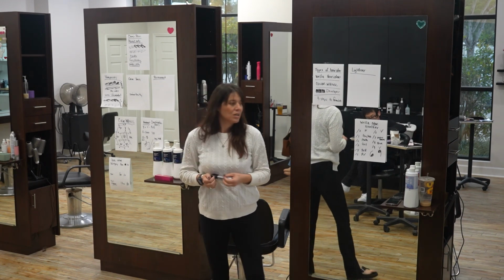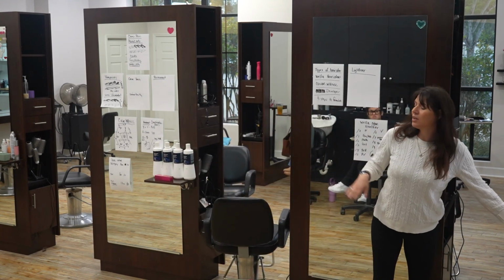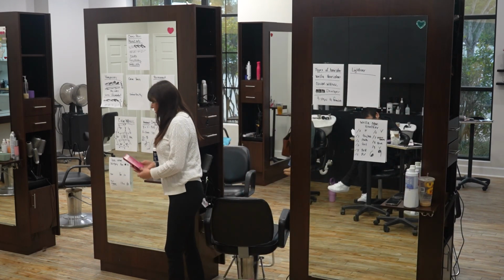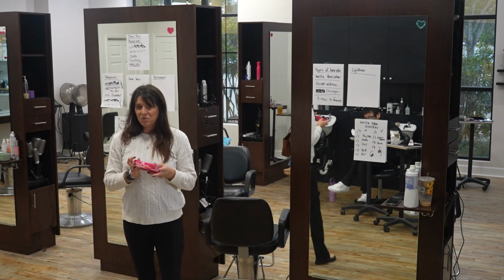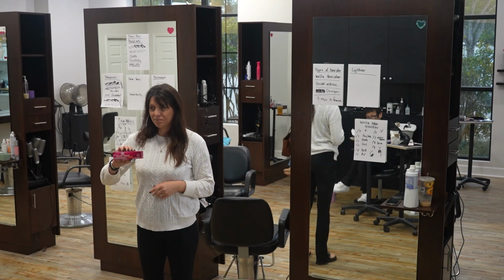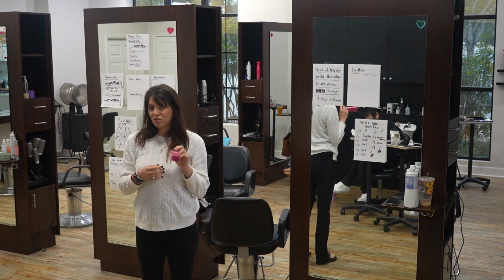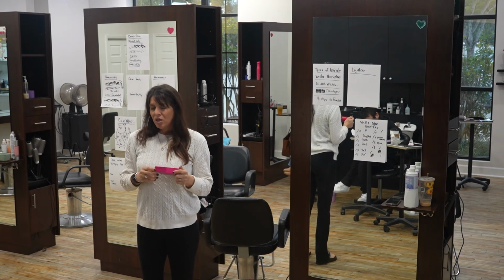So you have Color Touch and you have Shinefinity. Those are both demi-permanent color lines. And then you have this guy right here. Does Bayfront use this? I know you have them on the wall, but I don't know how often they're used. I feel like they're not used that much.